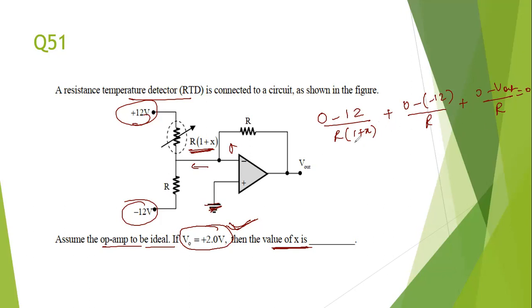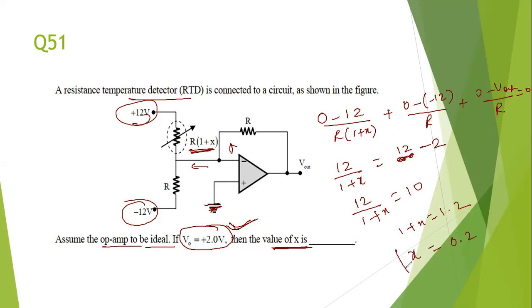The R cancels out, and this is 12 by 1 plus X equal to 12 by 12 minus V output. V output is 2. So 12 by 1 plus X equal to 10. So 1 plus X equal to 1.2. So what is the value of X? The X value is 0.2. So the value of X is 0.2. 0.2 is the right answer.